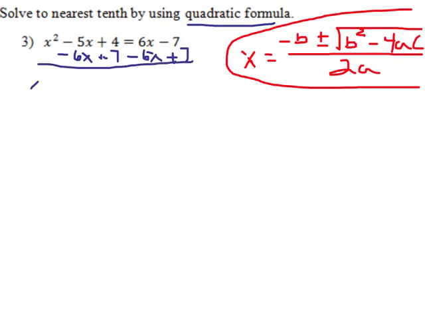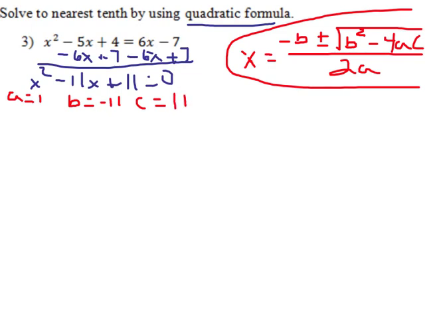Combine them, you get an x squared, and then we got a minus 11x, and then a plus 7 is a plus 11 equals 0. Now, if you remember, what are the key things we need here? We need our A, our B, and our C here. So our A is right here. That's equal to the 1 that's in front of the x squared, unwritten. The B here is a negative 11. And our C right there is a positive 11.